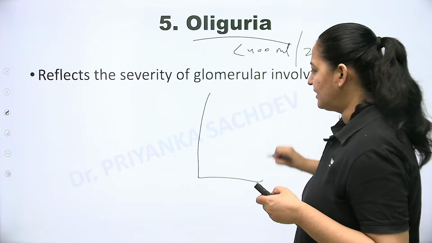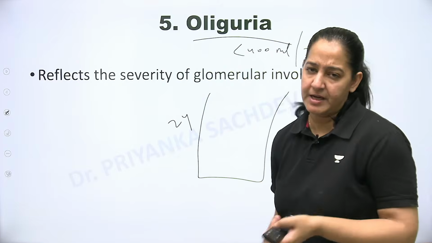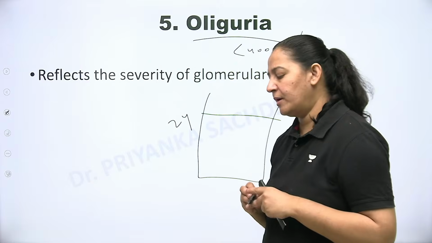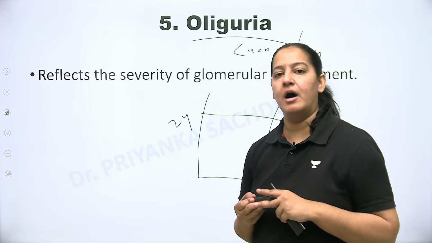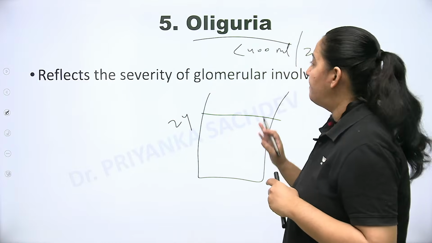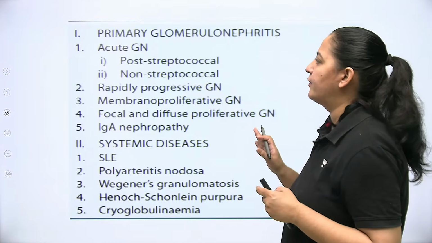Again, ask the person to collect the urine for 24 hours in a jar, in a bucket, and see the volume, how much urine is excreted in 24 hours. For normal human beings, urine excretion is 1 to 1.5 liter. Normal excretion or more than that, right? But less than 400 ml is defined as oliguria.